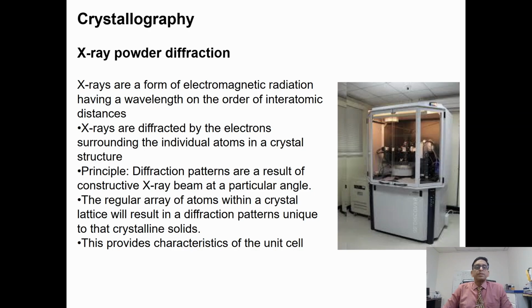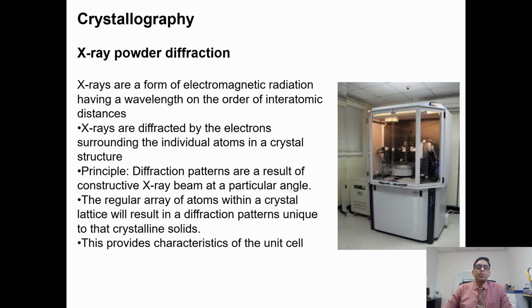Another crystallographic technique commonly used for the crystal behavior of solid components is X-ray powder diffraction, we call it XRD. X-rays are a form of electromagnetic radiation having a wavelength on the order of an interatomic distance. When the X-ray passes through, it is diffracted by the electrons surrounding the individual atoms in a crystal structure.